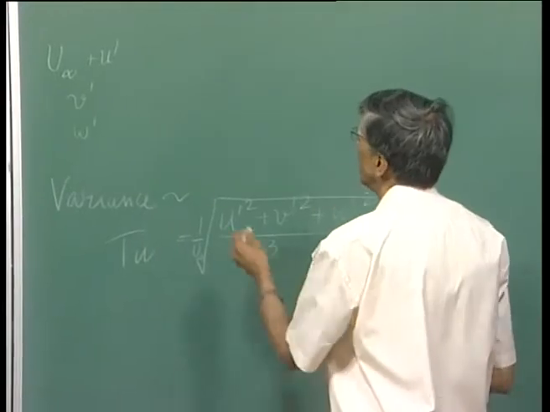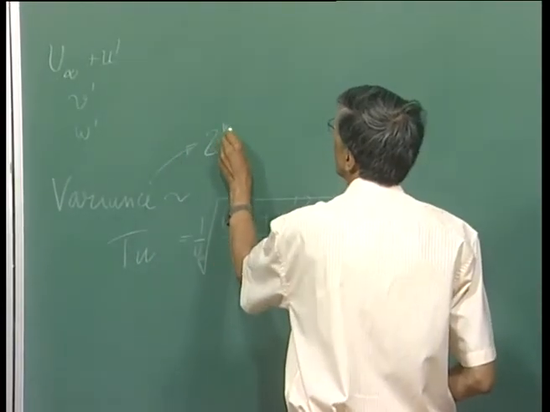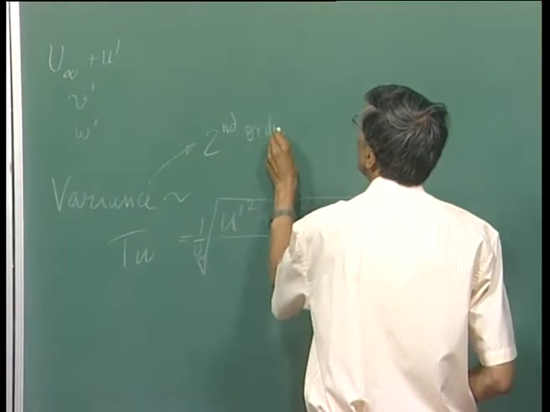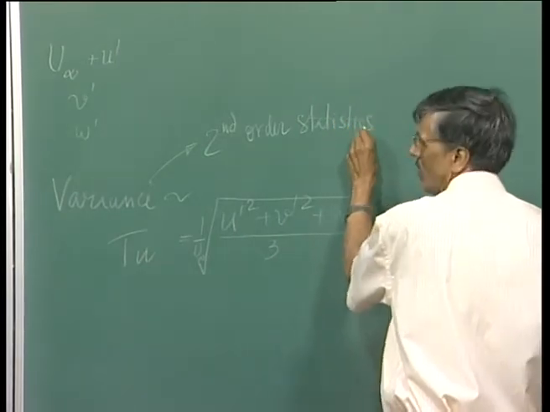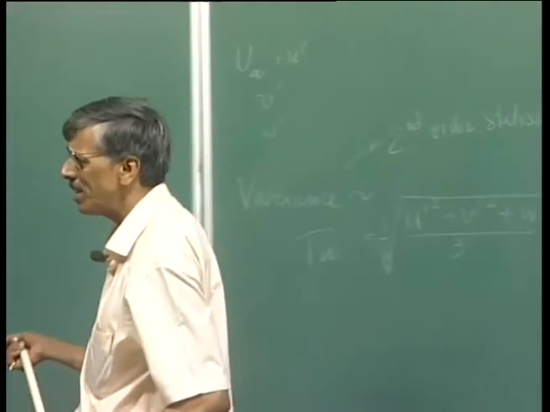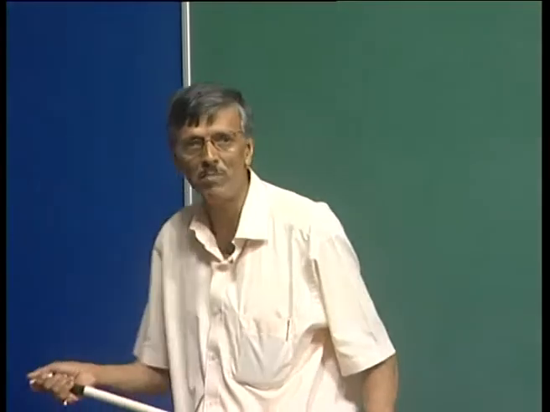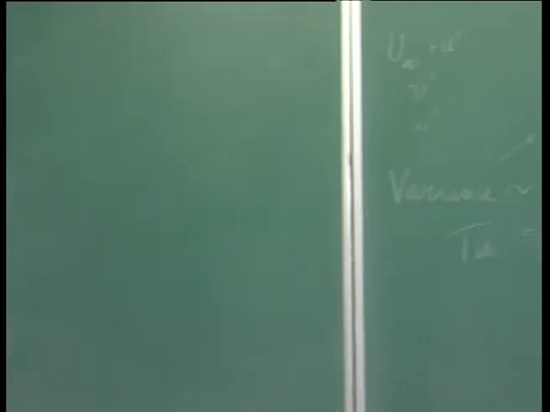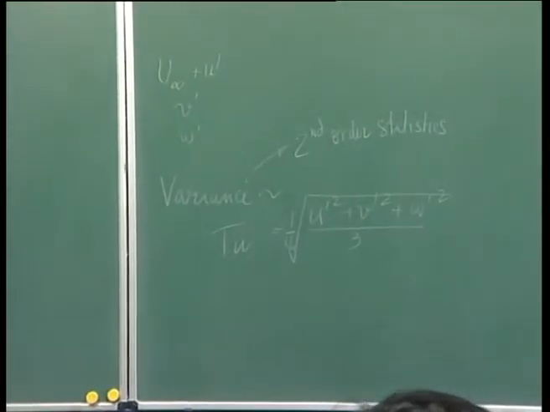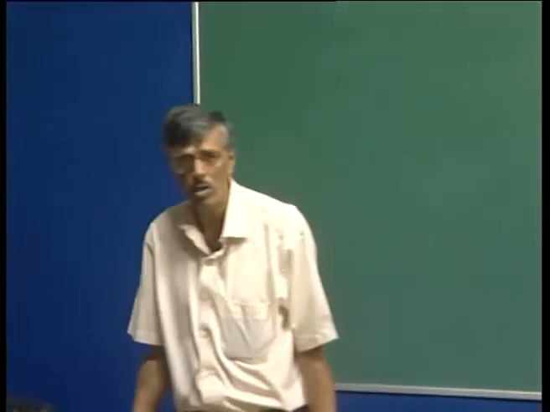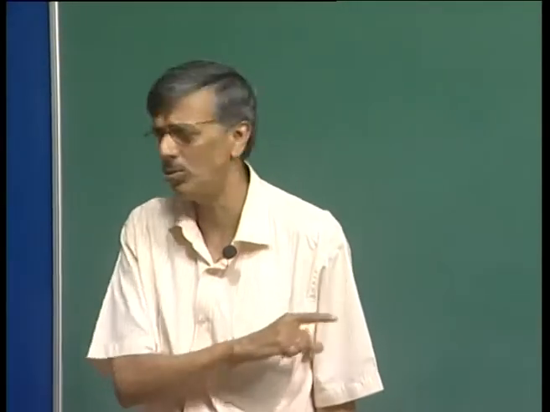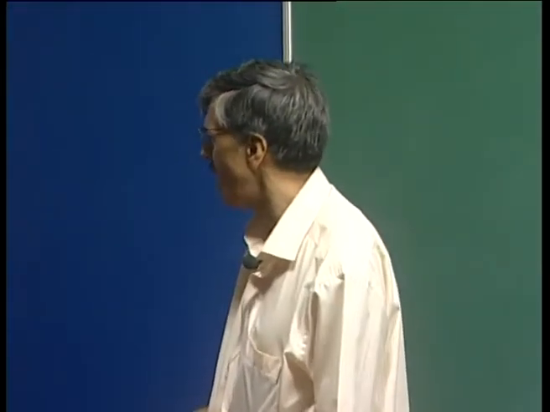So, this is a second order statistics. And this is what you will find in the literature all the time. People talk about this as if this single number characterizes the tunnel. But as I explained to you, the same tunnel working at different speed will give you a different value of Tu. So, it is quite a misnomer to characterize a tunnel by a single number like Tu.